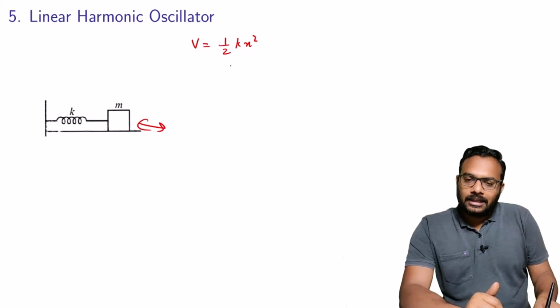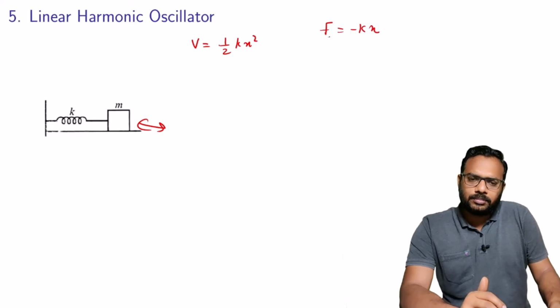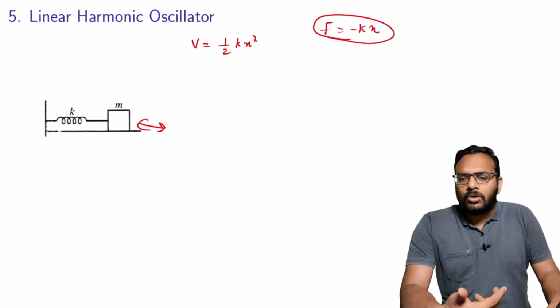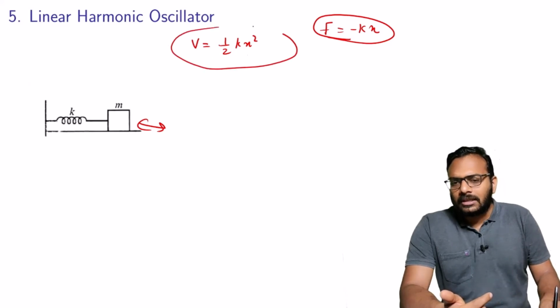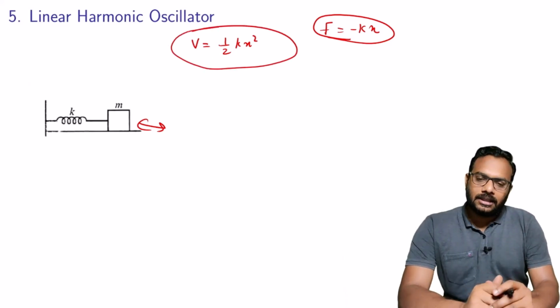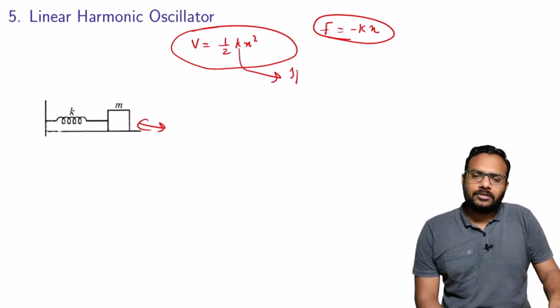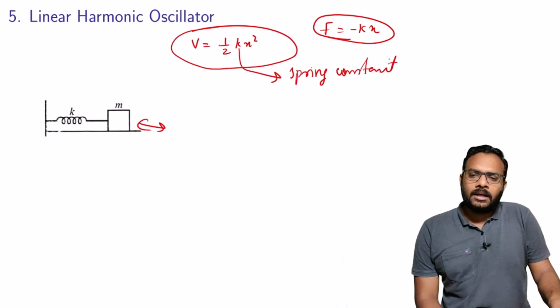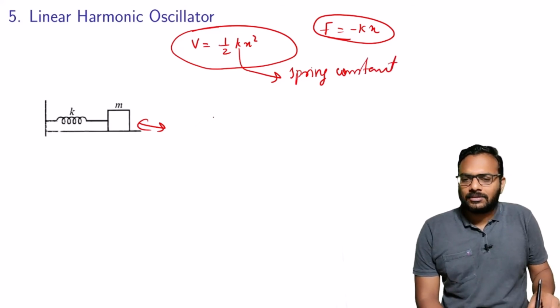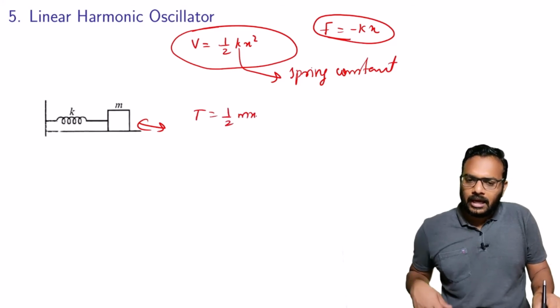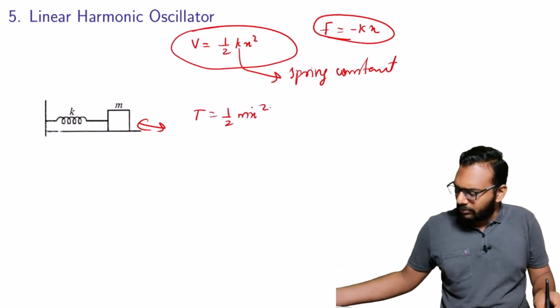Because f equals minus kx for a spring, you can find the potential energy from here, or you can use the information that V is equal to half kx square for a linear harmonic oscillator, where k is called the spring constant. You see that this is quite easy, because the kinetic energy is half m x dot square.